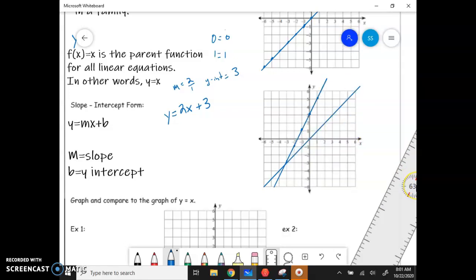So here is my parent function, right? This is f of x equaling x, and this here is y is equal to 2x plus 3. If we were to compare these two, I might say, how does this compare to the parent function? I'm just going to say that it is steeper and it's shifted up 3.